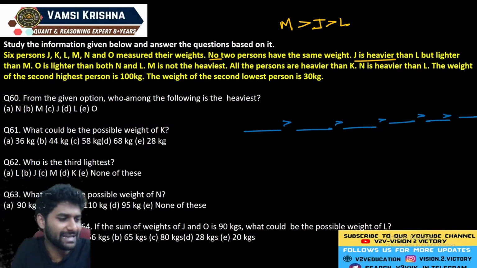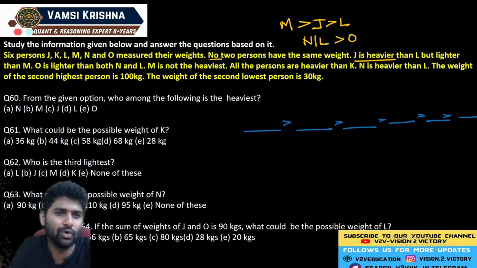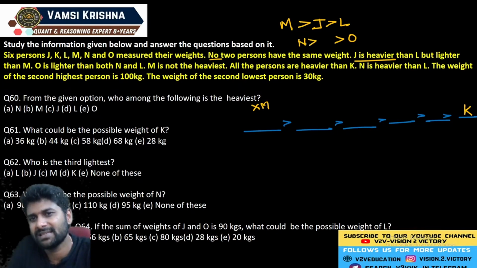Now see, O is lighter than both N and L. So O is lighter means definitely N and L are heavier. Both N and L are heavier than O. M is not heaviest. All the persons are heavier than K, so K is the last person. Why? Because all the persons are heavier than K. The data is already given. N is heavier than L. L is heavier than O.